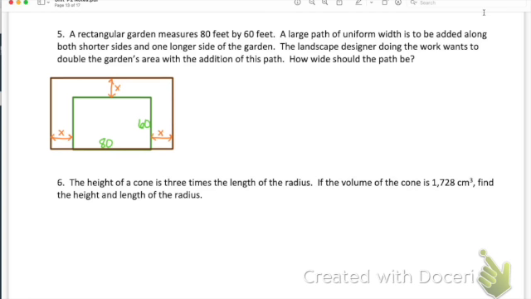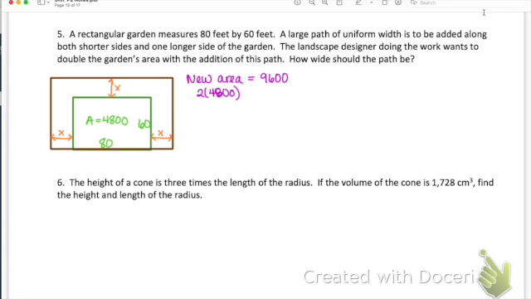Now, we want to double the area essentially of our rectangle. I'm starting with the green rectangle, which has an area of 4,800 square feet. And I want my new rectangle, the larger brown rectangle, to have an area that is double that. So basically 9,600 square feet, because that's 2 times 4,800, double, okay?